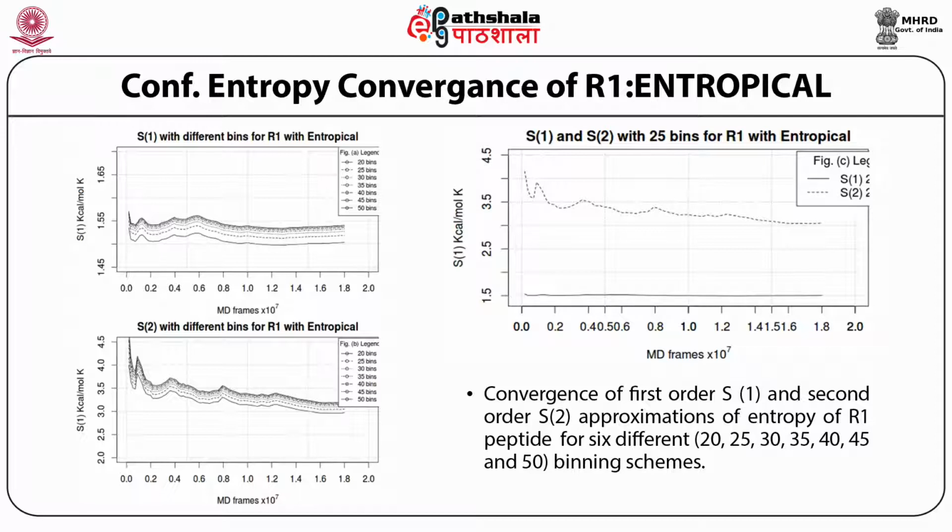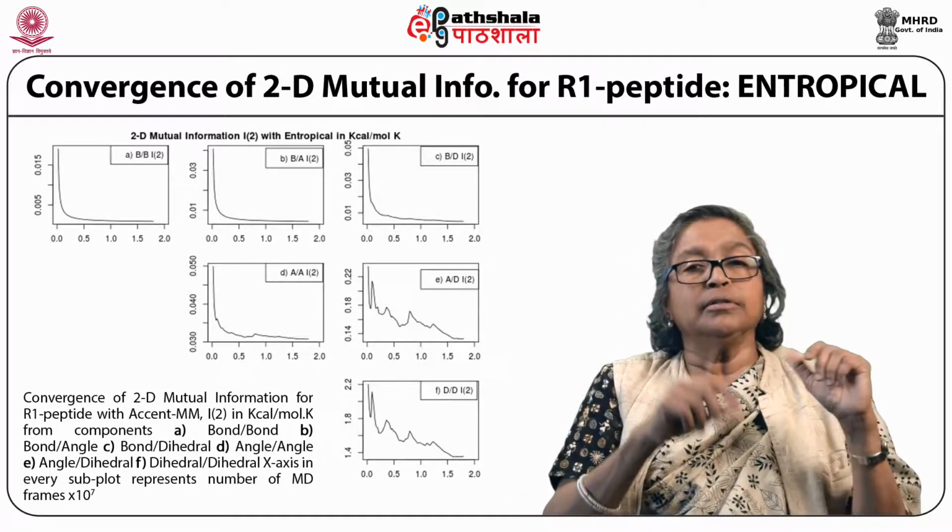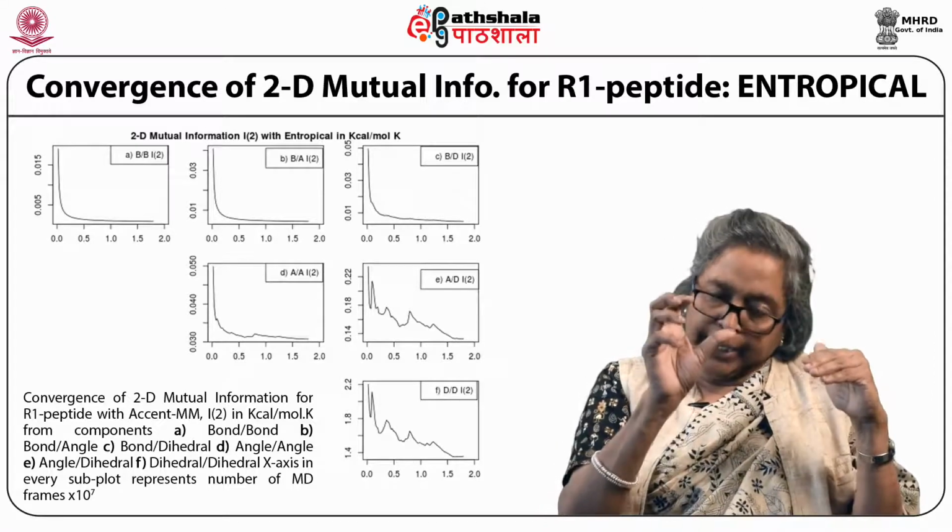Both of them also have convergence. However, if you look, you will see that if I take enough frames, which has been shown here, only then is the convergence present. What does it tell you? You require a huge amount of trajectory to collect enough conformers which will represent every space it can traverse. That is the tough part of the calculation of energy. This slide basically gives you the convergence of this mutual information in 2D by using ENTROPICAL.